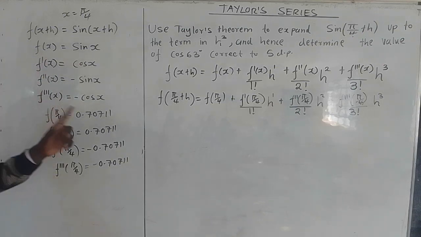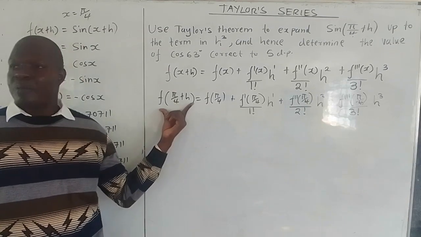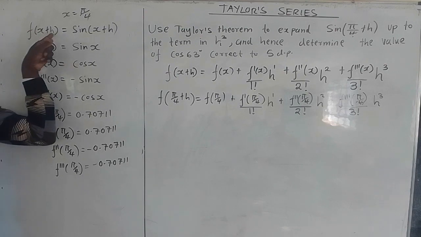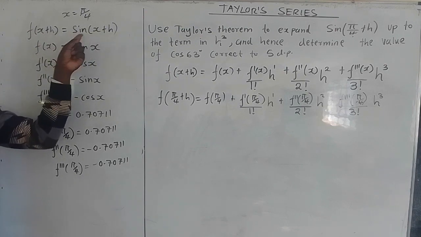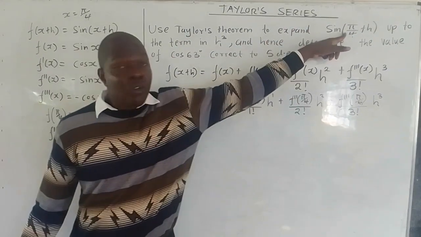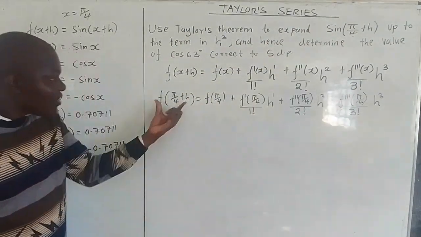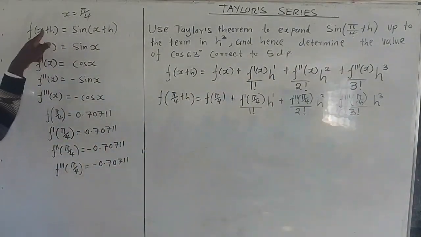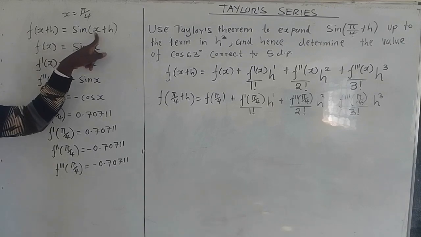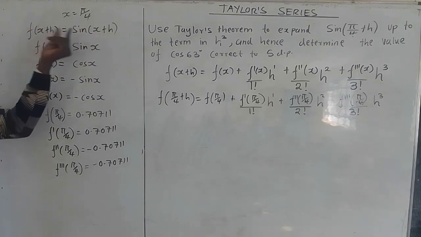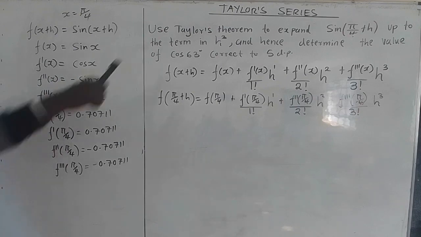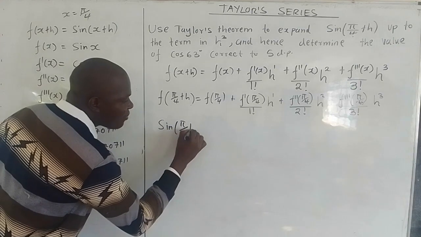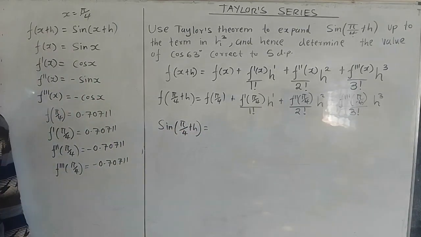So where there is x, if you put pi over 4, now can we substitute? Start substituting f of pi over 4 plus h. What is f of pi over 4 plus h? Remember, f of x plus h, x is pi over 4, meaning this is f of pi over 4 plus h, isn't it? It's the same as sine pi over 4 plus h, isn't it? Because where there is x you put pi over 4. So f of pi over 4 plus h is sine pi over 4 plus h, the function they want. So you substitute that, it is sine pi over 4 plus h equals to what?